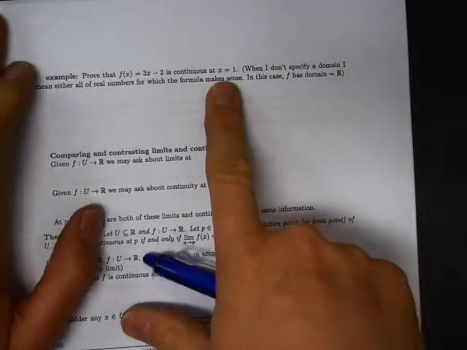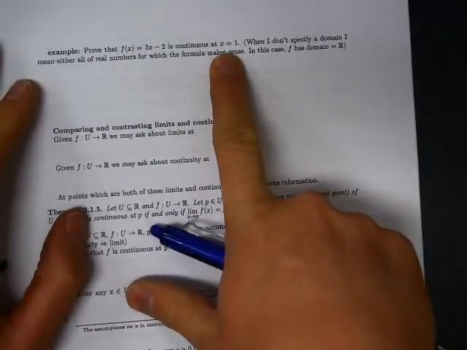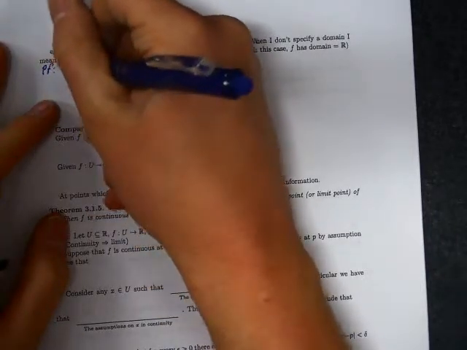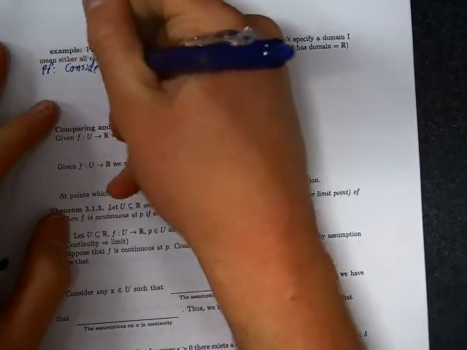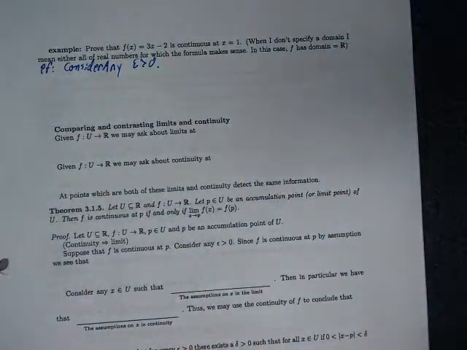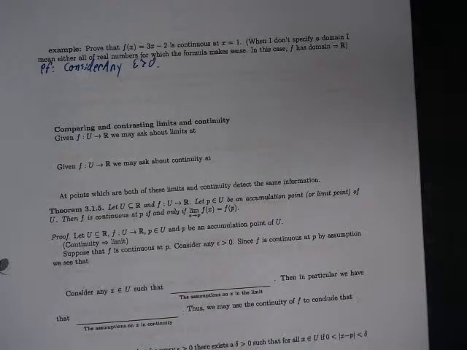So let's show that this thing is continuous at x equal to 1. The definition of continuity starts with a for all epsilon bigger than 0, so what should be the first line of our proof? Consider any epsilon bigger than 0. So let's consider any epsilon bigger than 0. The next bit in the definition is there exists some delta bigger than 0. So what should be the next line in my proof? Let delta be blah.